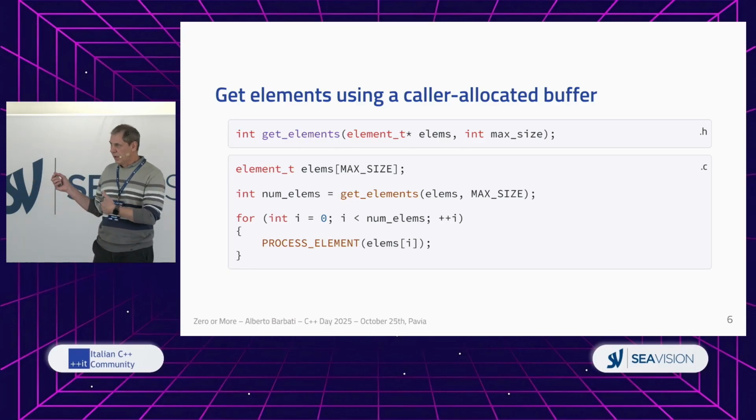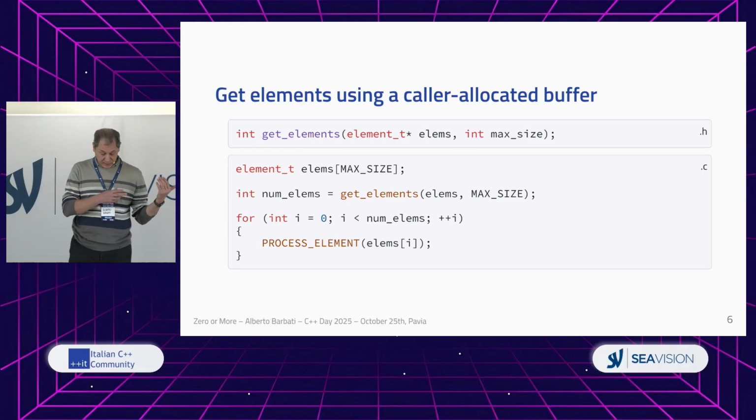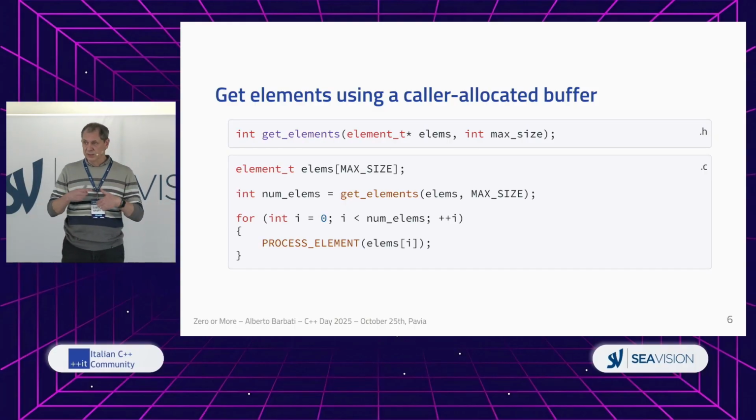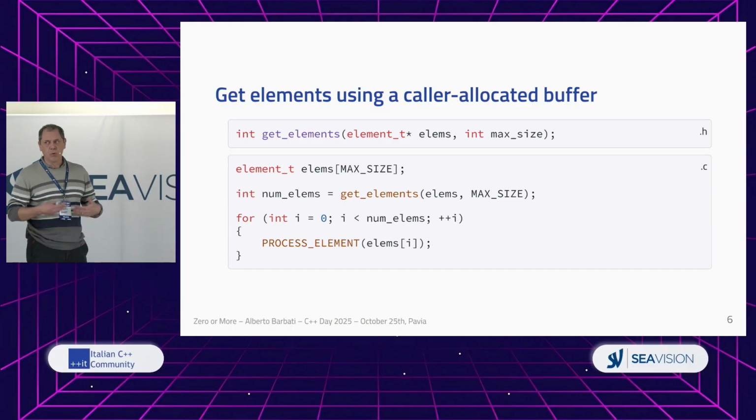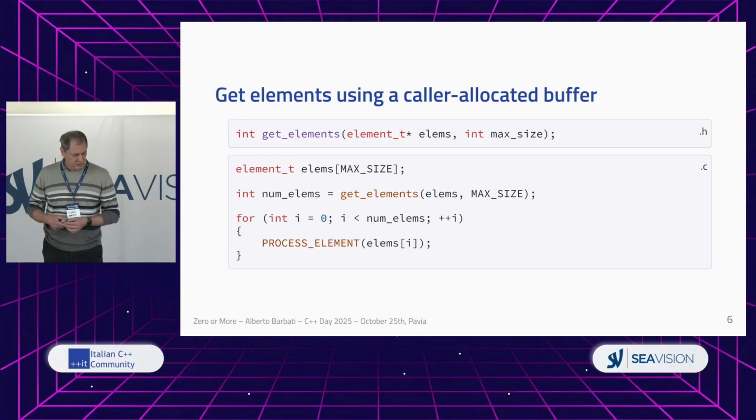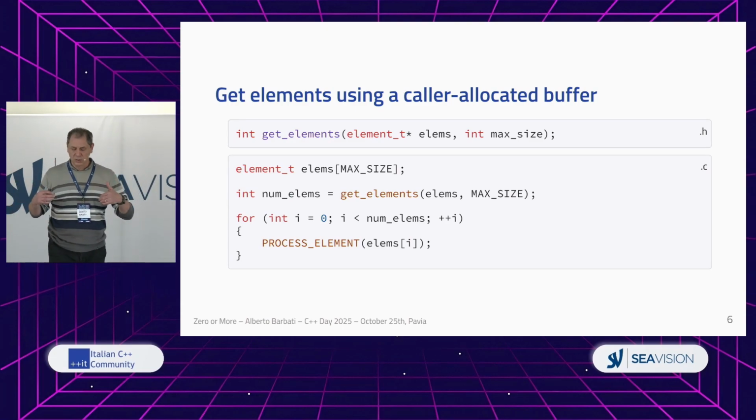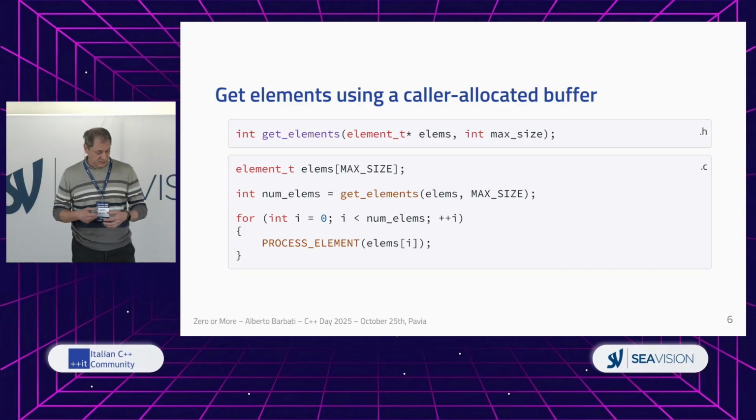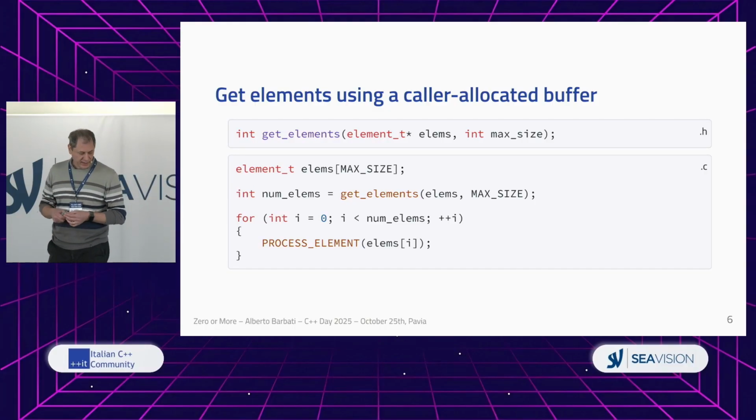Okay, a different approach is to get more elements at once. We saw that calling the function once for each character is too much. So, give me more elements at once. You just have an array of elements, for example, max size elements. And then with just one call, you get all the elements in this array. Of course, there may be less than max size, so the function returns the number of elements, and then you process this number of elements.